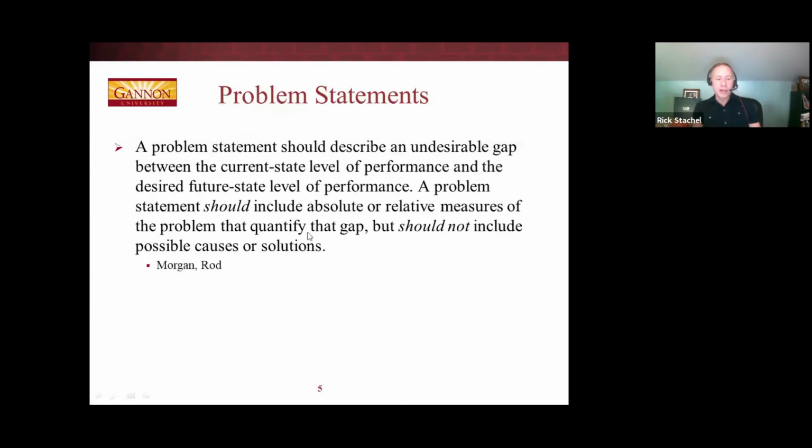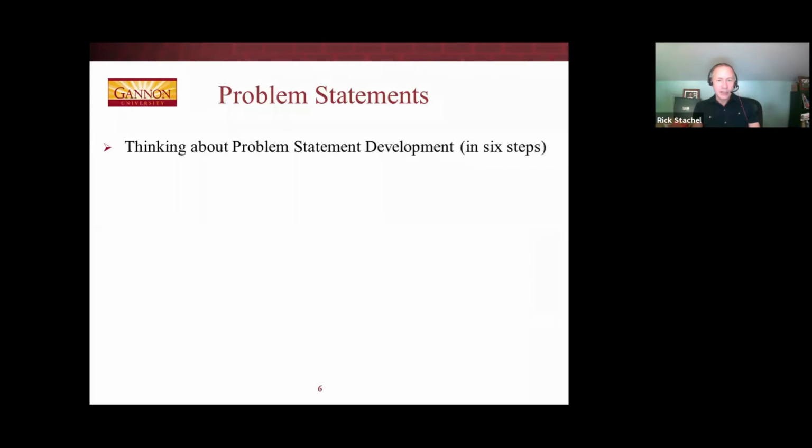A problem statement should include absolute or relative measures of the problem, quantify the gap, and should not include possible causes or solutions. That's another one: not jumping to conclusions. We want to investigate what the problem is so that we can get to the root cause and then make changes accordingly. So this is a way of thinking about problem statement development in 6 steps. These are how you would formulate it in your mind before you actually start writing a problem statement.